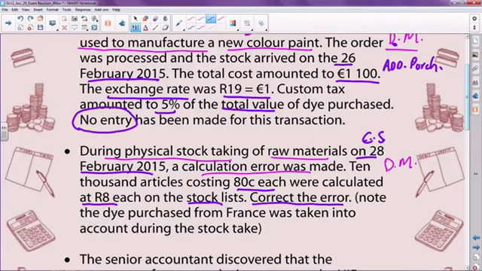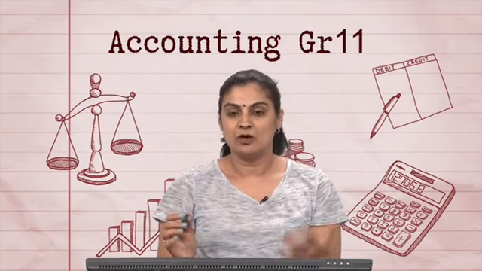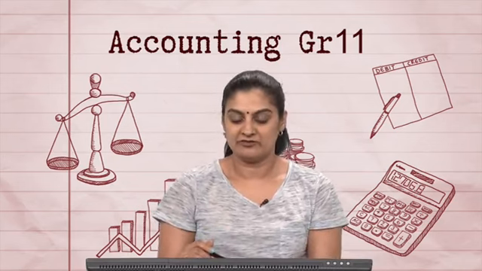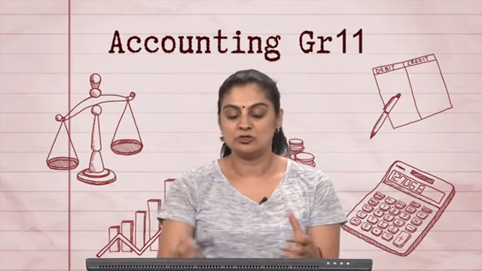Note, the dye purchased from France was taken into account during the stock take, so I don't have to worry about the previous adjustment. Very, very important, guys. You're probably thinking, but hang on, I often get correction of errors with bank recon or creditors recon. What is it now doing in manufacturing? Now remember, guys, this is a year-end adjustment. You came across this in grade 10. Year-end adjustments, often there are errors that could be made. And remember, as an accountant, you need to pick up these errors and correct them.